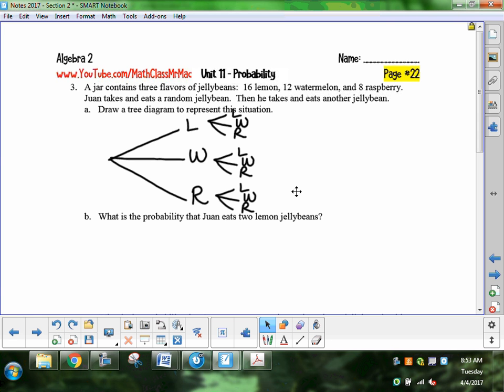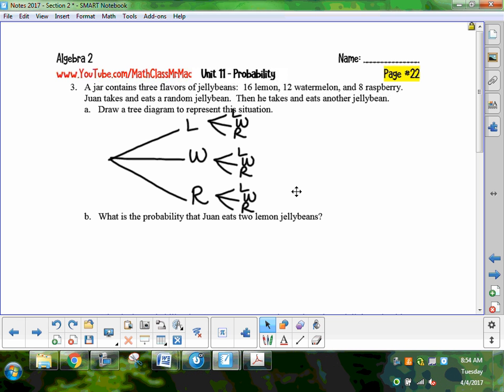So here's what the tree diagram itself looks like. Let's start throwing some probabilities on there. What's the probability that with our first pick, we get a lemon? Tom, what do you say? I don't need it reduced. 16 out of 36. So you do 16 over 36 on that one. What's the probability of getting, what's the other one? Watermelon? McKenna, what's that going to be? And then the probability of getting a raspberry, Sean K, is what?